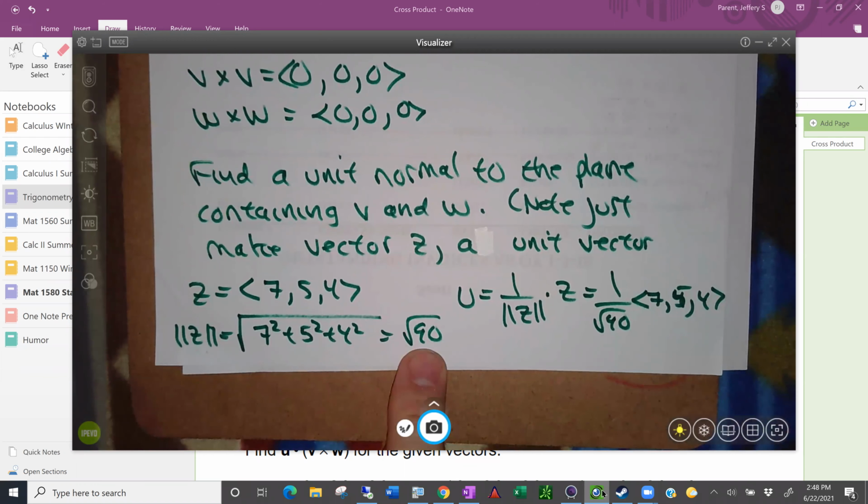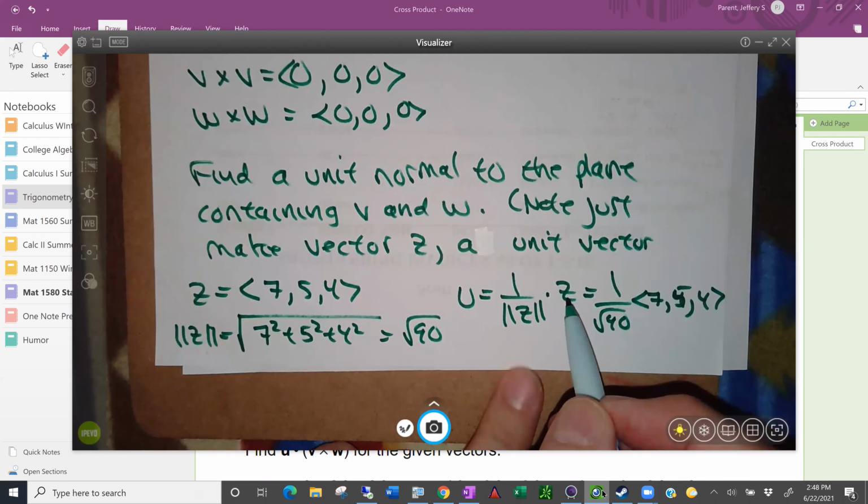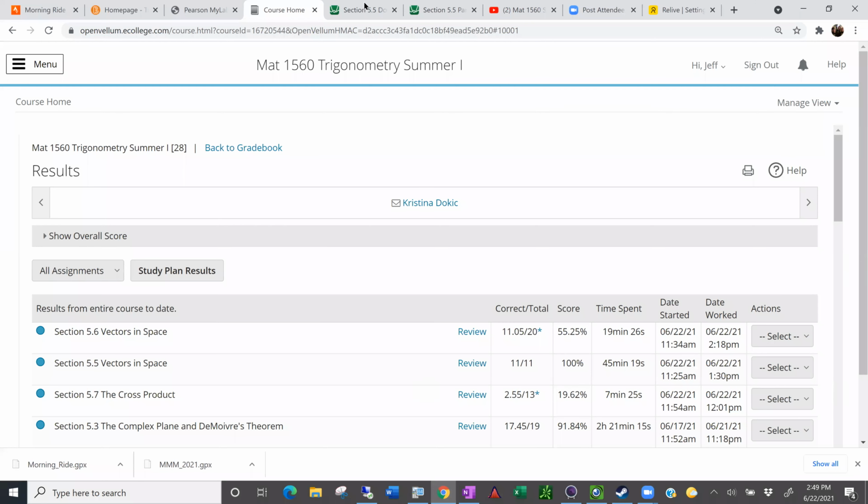Right. So we're creating a unit vector. To create a unit vector, all you're going to do is take a vector and multiply it by some number to shrink it down to have unit length. So you're basically dividing it by its length. Let me see if I still have this one up here.